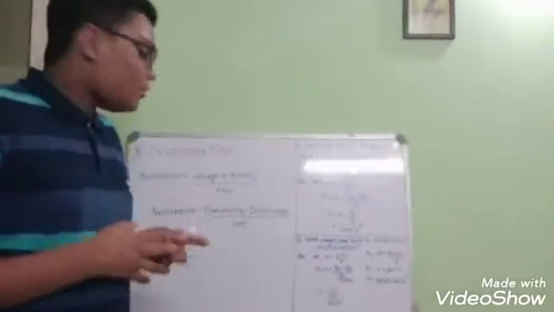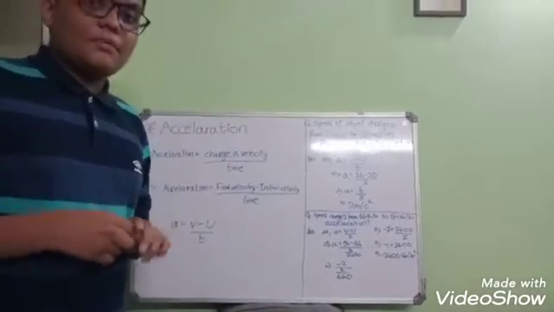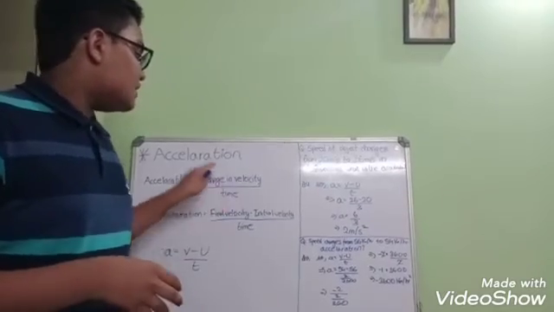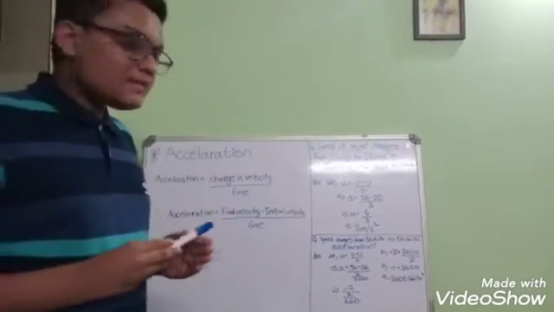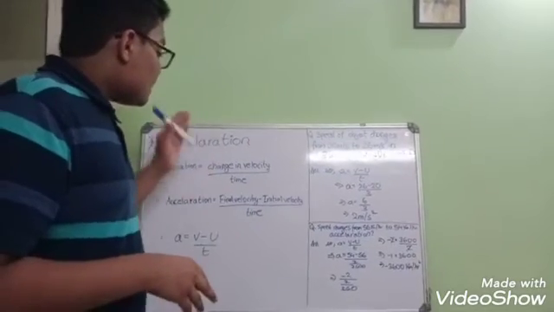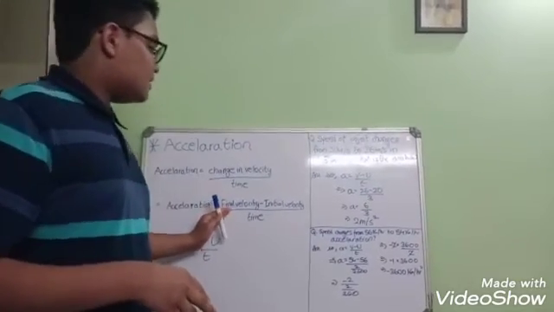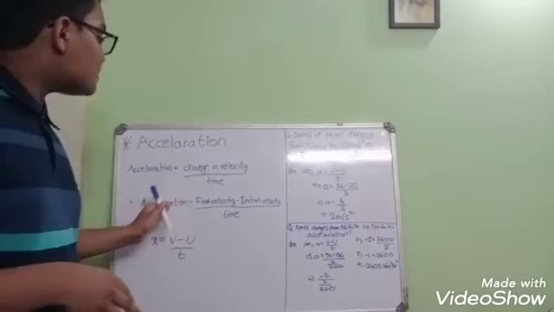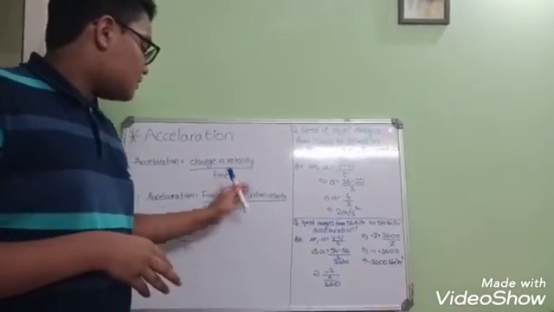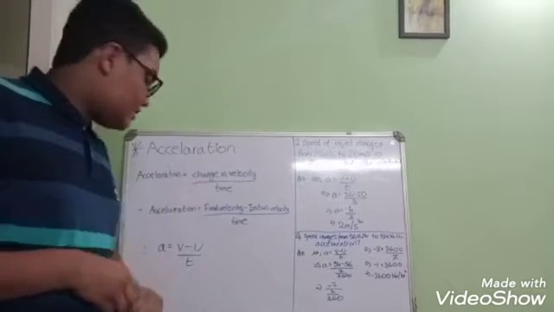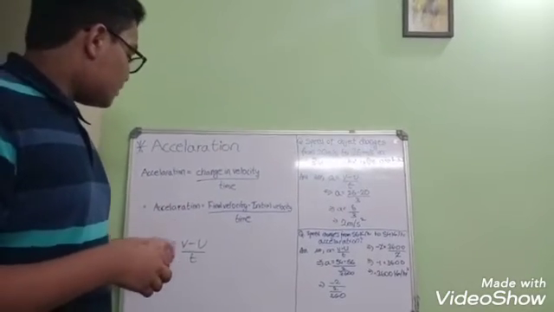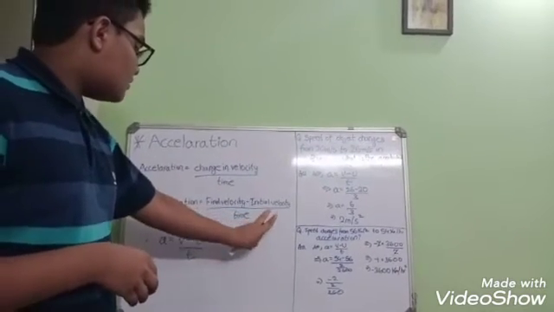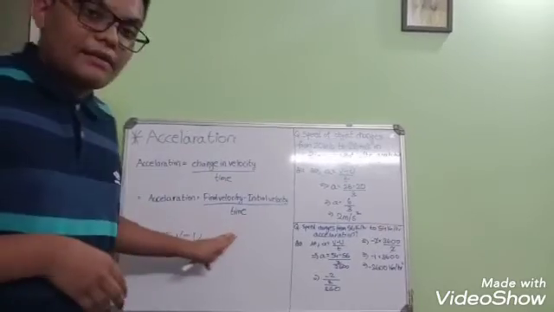Now I am going to say how to calculate the acceleration of an object. As I said earlier, acceleration is equal to the change in velocity divided by time. Change in velocity means the difference of final velocity and the initial velocity. So the final formula for acceleration is final velocity minus the initial velocity divided by time. In variables it can be expressed as a is equal to v minus u by t, where v is the final velocity, u is the initial velocity, a is acceleration and t is time.